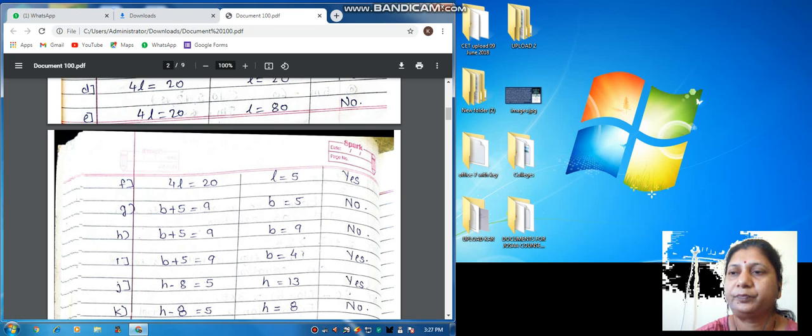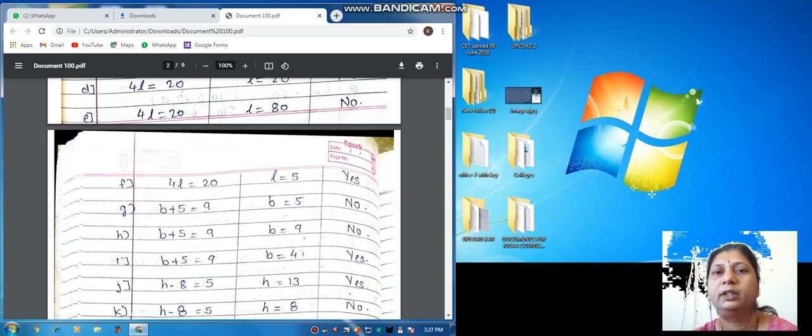Next, h minus 8 is equal to 5. So h is equal to 13. So put the value of h as 13. 13 minus 8 we get 5. Yes, we get 5. So 5 is equal to 5. So yes, this equation is satisfied. Okay. Now next.